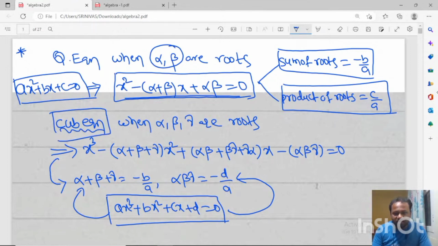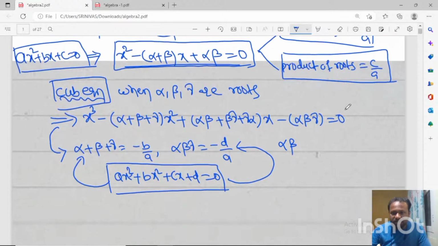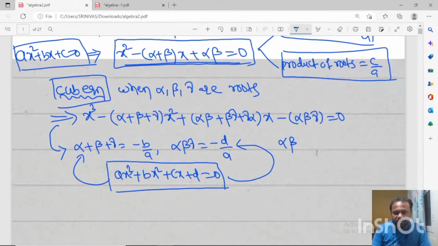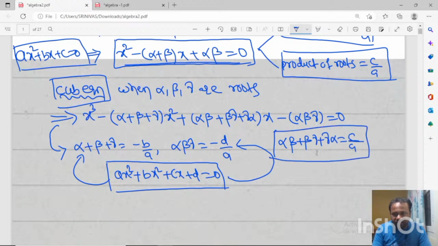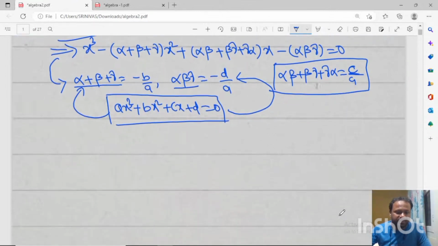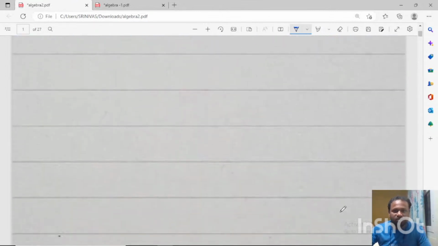And what about alpha beta plus beta gamma plus gamma alpha is equal to c by a. C by a for these product, and for this alpha beta gamma minus d by a, alpha plus beta plus gamma is equal to minus b by a. Okay, generally we will discuss quadratic equation only. Next, we will move on with some examples.